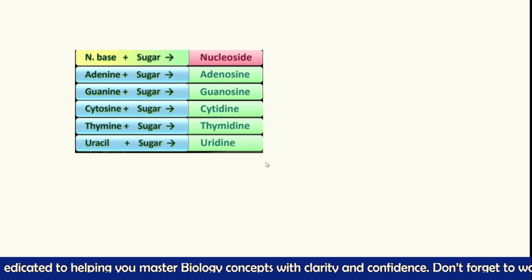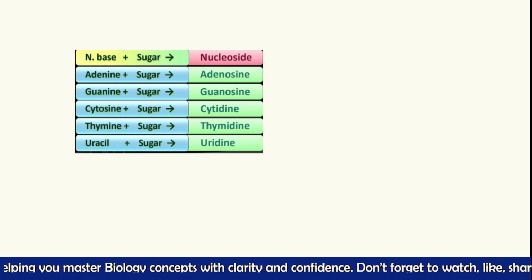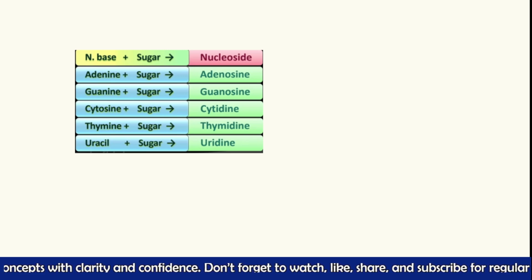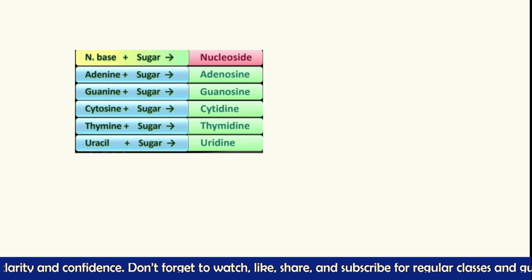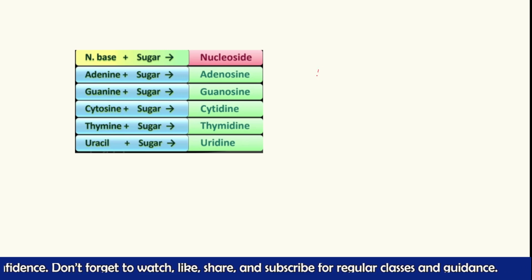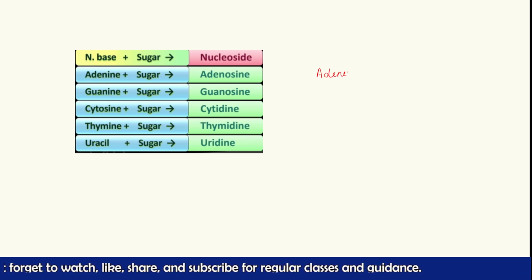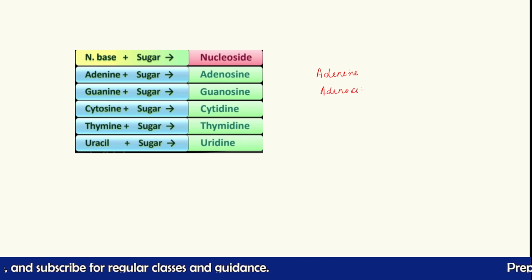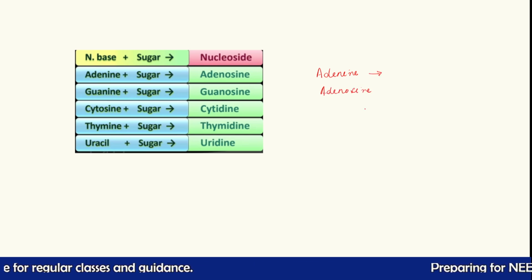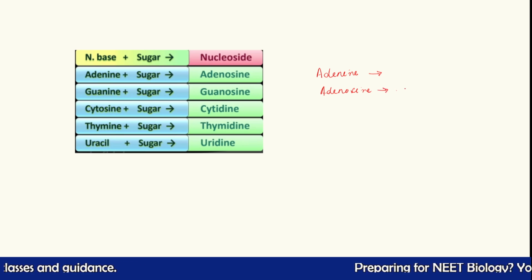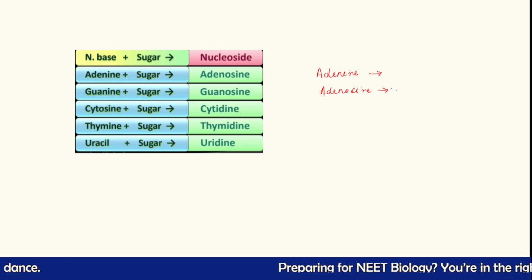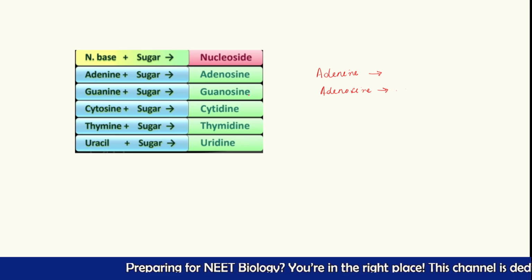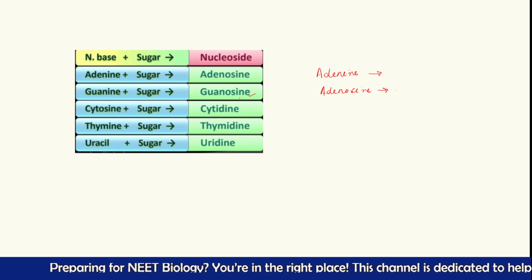So you have to remember the examples of nucleosides and nucleotides. They will ask an MCQ from this part. Adenine plus sugar gives adenosine. What is the difference? Adenine is the nitrogen base. Adenosine is a nucleoside that is formed when the sugar is attached to the adenine. Then there is guanosine. Guanine plus sugar gives guanosine.